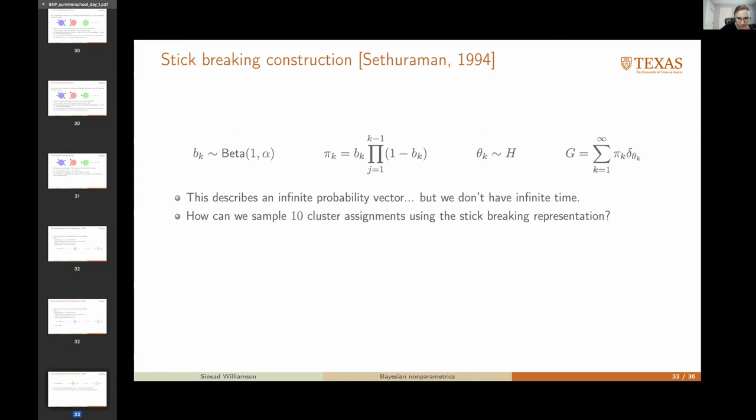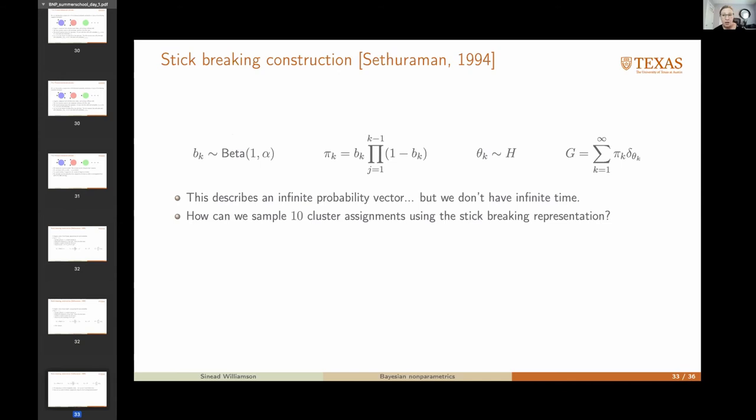And then this suggests an idea of when to stop. Right, because we haven't got infinite amounts of time to generate the whole vector. So maybe we don't need to. If we're generating these big probabilities first, maybe we can just generate a few and be done.